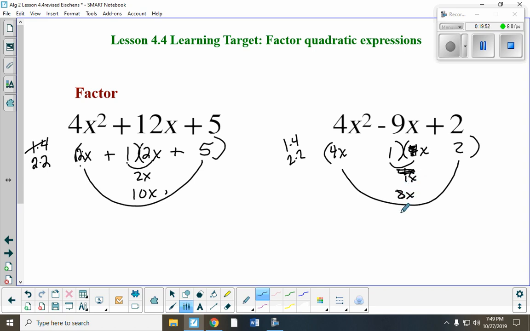That works. Let's see, but does it work? We have to think here. That gives us 9, but can we get a negative 9 out of that? Because one has to be positive and one has to be negative. Nope, they both have to be negative, don't they? Because negative 1 and negative 8 gives us negative 9, and negative 1 times negative 2 gives us a positive 2, so that works.